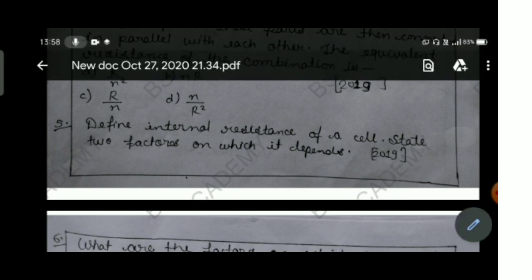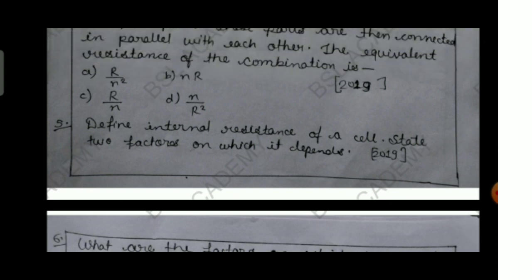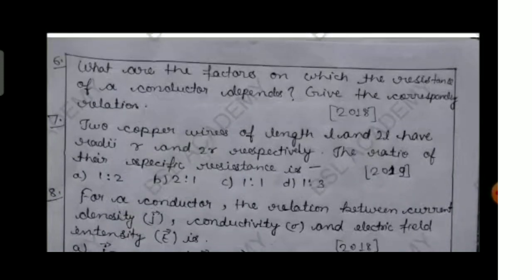Now question number 5. Define internal resistance of a cell. State two factors on which it depends. This is from 2019. Now next, what are the factors on which the resistance of a conductor depends? Give the corresponding relation. This is from 2018.